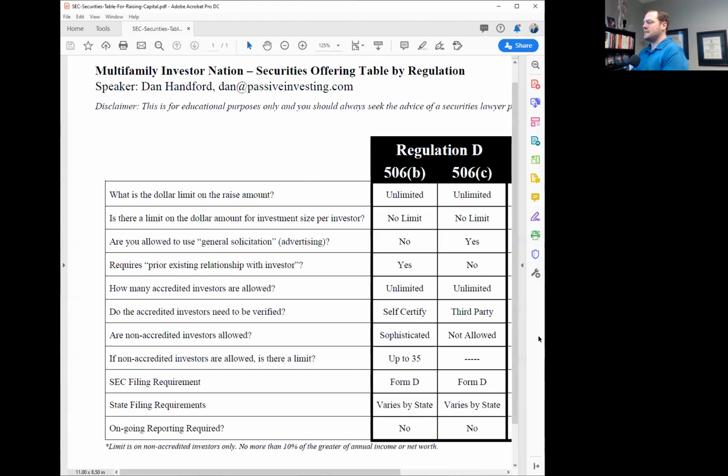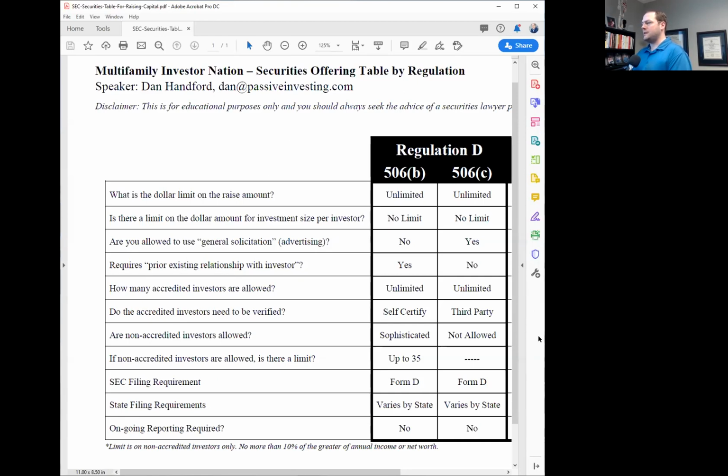And you can also raise an unlimited amount of money from a sophisticated investor or an accredited investor. The limitation, though, is the number of those sophisticated investors. So on both a 506B and C, you can accept unlimited accredited investors, but the biggest stipulation with the accredited investors is that on the 506C, they have to be verified accredited investors, and you have to do that proper verification.